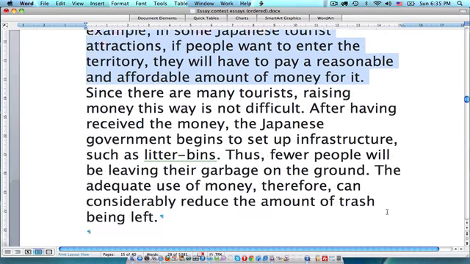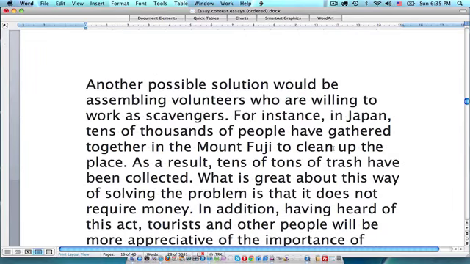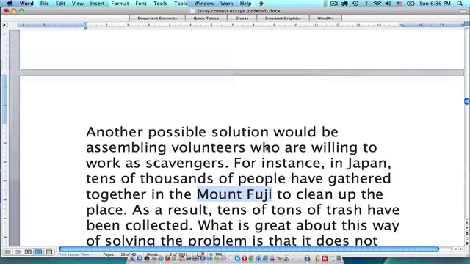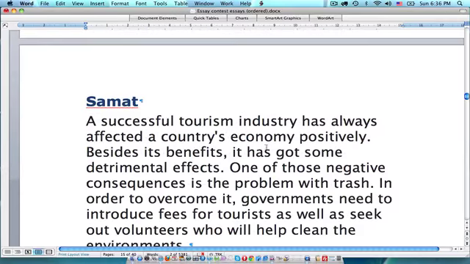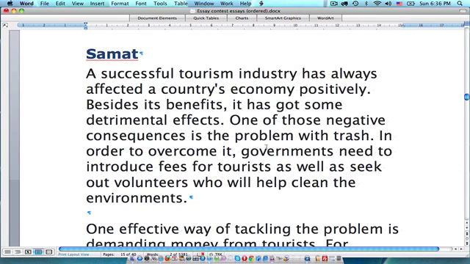Now that's example one, and his second example, I believe, is also about Japan, right? So for instance, in Japan, tens of thousands of people have gathered together in the Mount Fuji to clean up the place. Okay, bit of a grammar issue there, but still, very to the point, and even as specific as Mount Fuji. So good for you, Samat. Those are some pretty strong examples, and I hope with time that the grammar will help to present those even better. Now, I just wanted to go back up to your introduction here and just point out something.